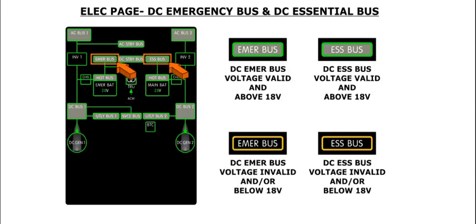The emergency and essential buses are represented by a rectangle with a label to identify the bus. A green outline with a gray background indicates that the voltage on the associated bus is at least 18 volts. An amber outline indicates either an invalid voltage value, or the voltage on the associated bus is below 18 volts.